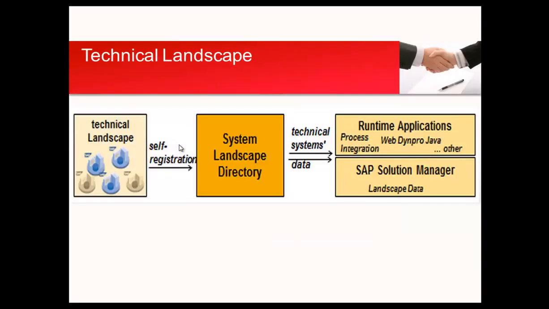Now let's see the technical landscape. Here you have a central SLD, which is the system landscape directory, and all the technical systems, whether it is a Java system, an ABAP system or a non-SAP system, will do self-registration into SLD. This information will be synchronized to LMDB, and LMDB in turn will send the information to the system landscape, that is SMSY. So you can see the flow of information from the managed system to the central landscape directory, to LMDB, that is landscape management database, to SMSY, that is system landscape.